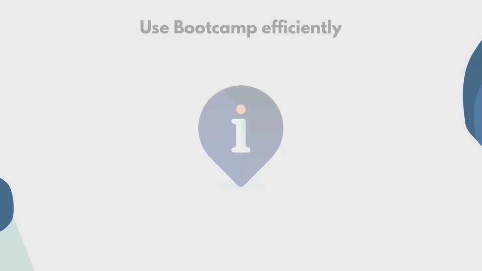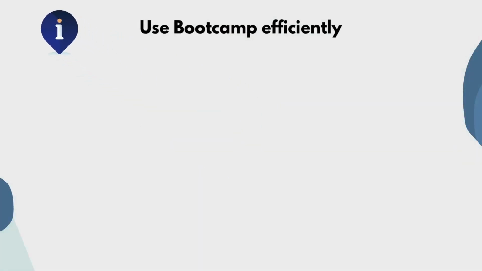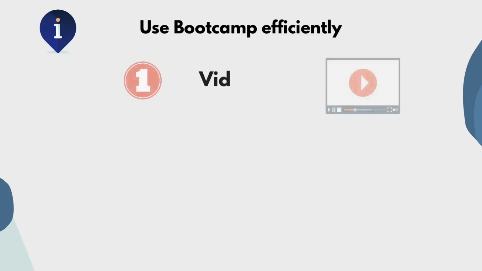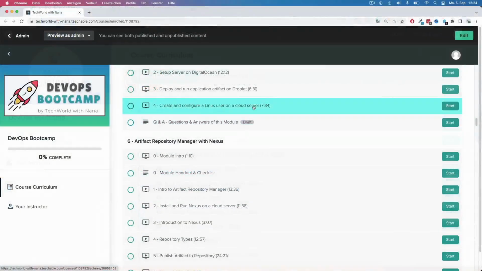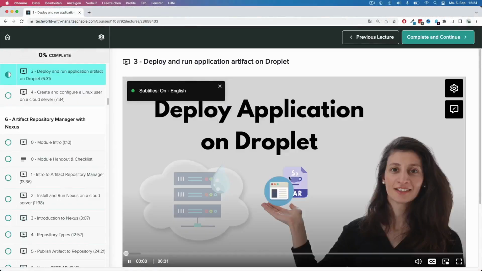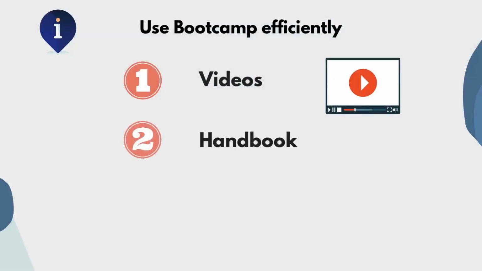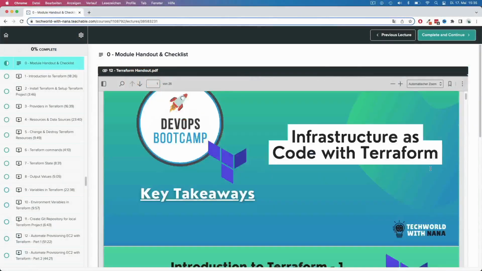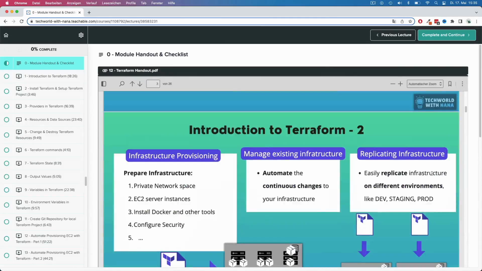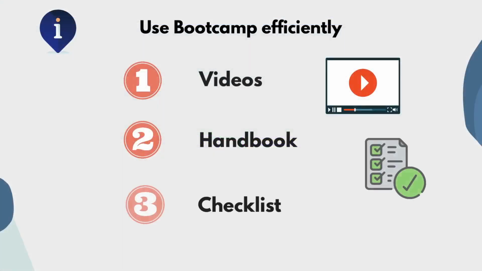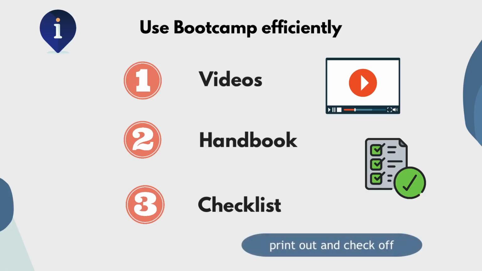Now, before you get started, I want to give you some important tips on how to get the most out of the bootcamp. There are 3 things you get while working on a module. First, you have the theoretical videos, but also practical demos, which you will follow to practice along with me. Second, you get a handbook for each module with key takeaways and overview of what you have learned. And third, you get a checklist for each and every module, so you can print out and check off the items as you work through the videos.